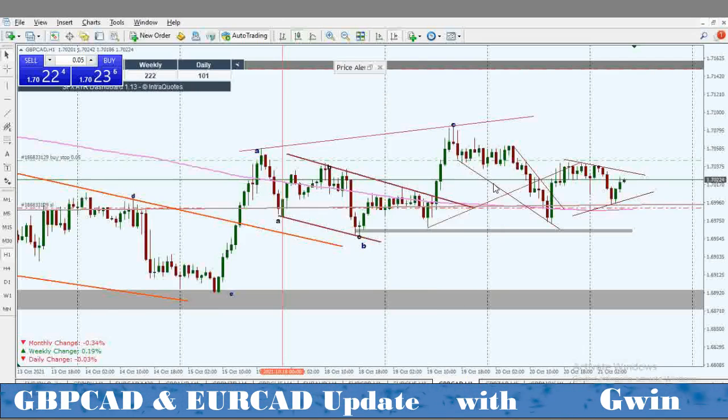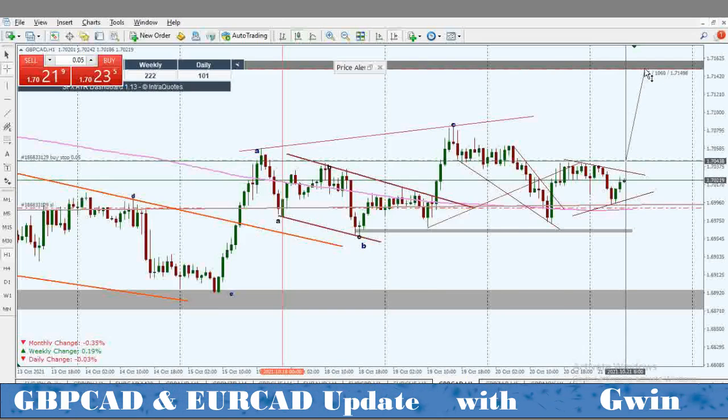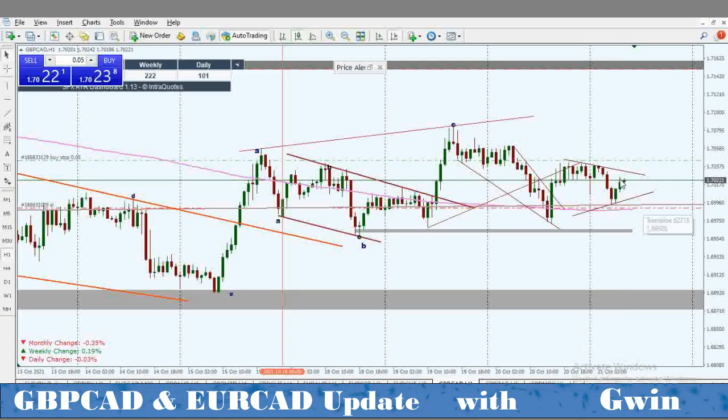Now let's see what the risk to reward is for this one. 107 pips, 54 pips, 53 pips. So it's cool for me. So I want to do that.